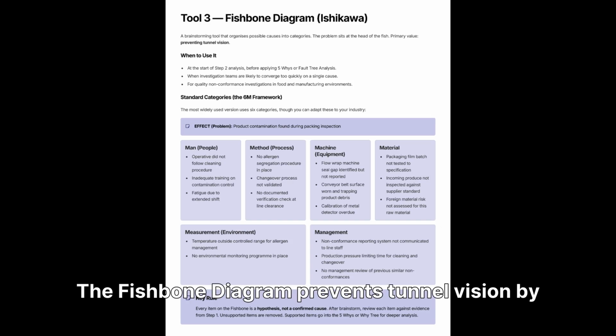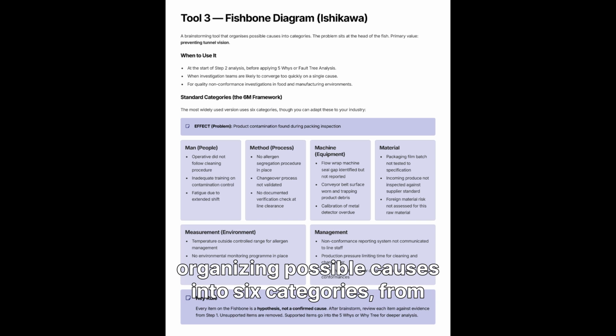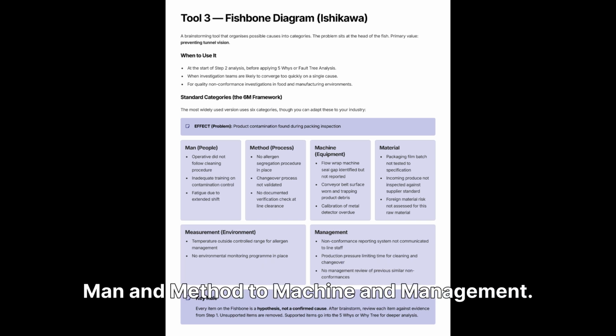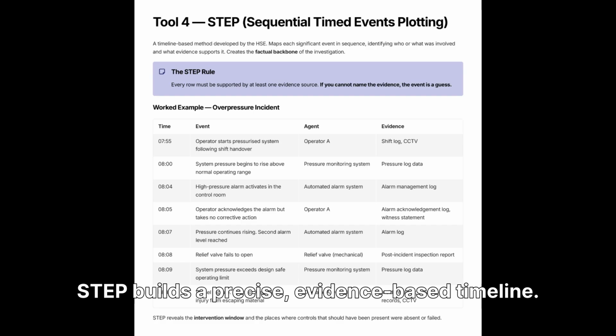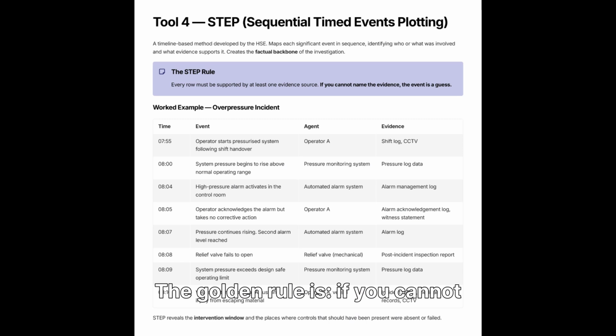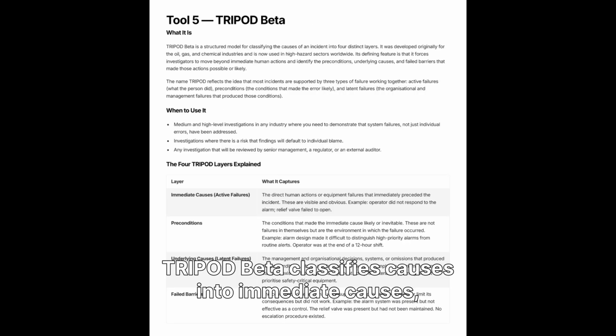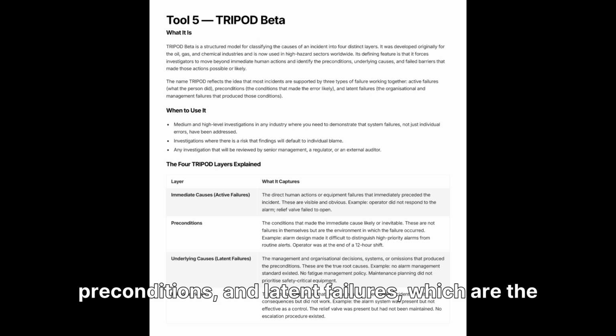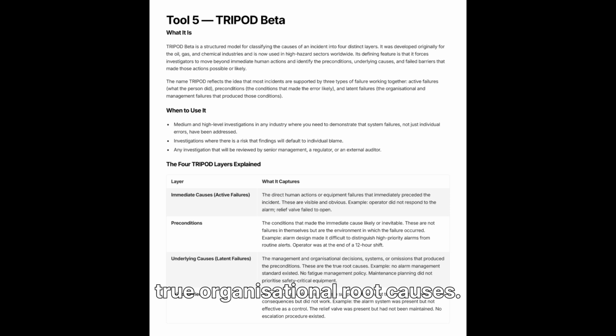The Fishbone diagram prevents tunnel vision by organizing possible causes into 6 categories, from man and method to machine and management. STEP builds a precise, evidence-based timeline. The golden rule is, if you cannot name the evidence, the event is just a guess. Tripod beta classifies causes into immediate causes, preconditions, and latent failures, which are the true organizational root causes.